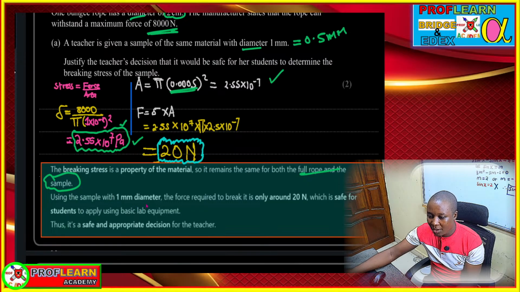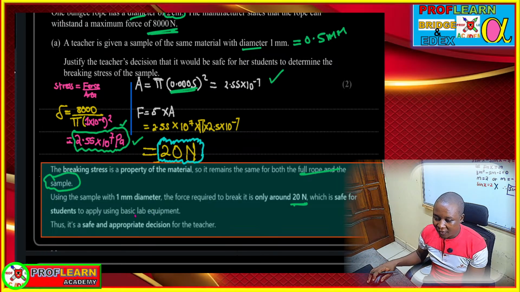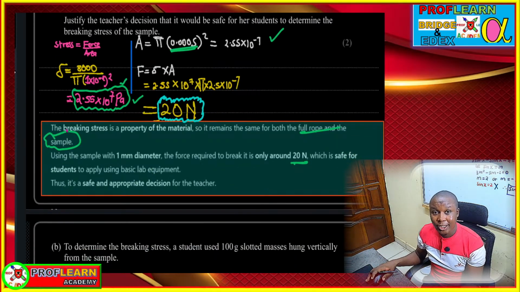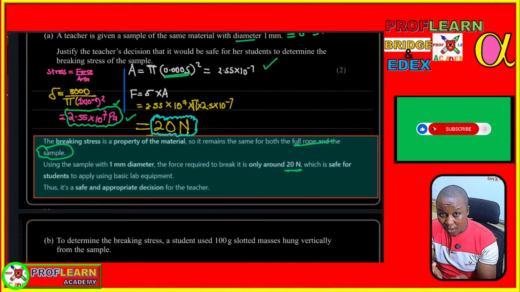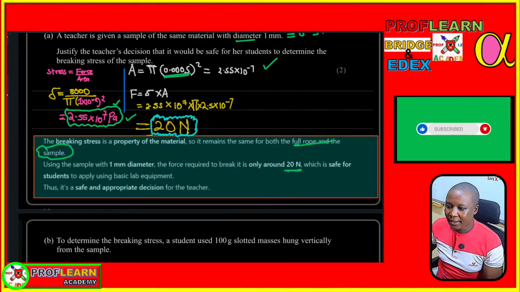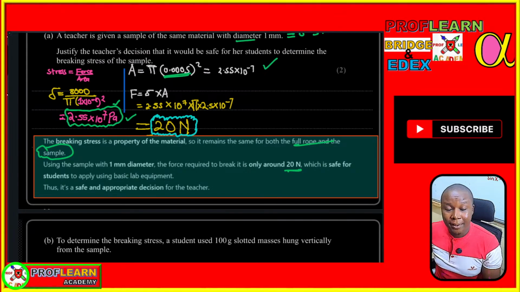Using the sample with 1 millimeter diameter, the force required to break it is around 20 newtons, which is safe for the student to apply using plastic lab equipment, and this is a safe, appropriate decision for the teacher. So that is a great bravo, a great congratulations to Mr. Nick who gave out that sample. I wish you all the best in your coming paper.